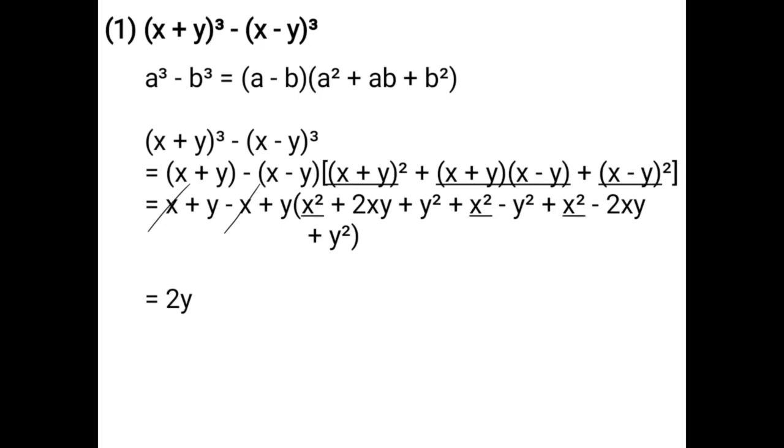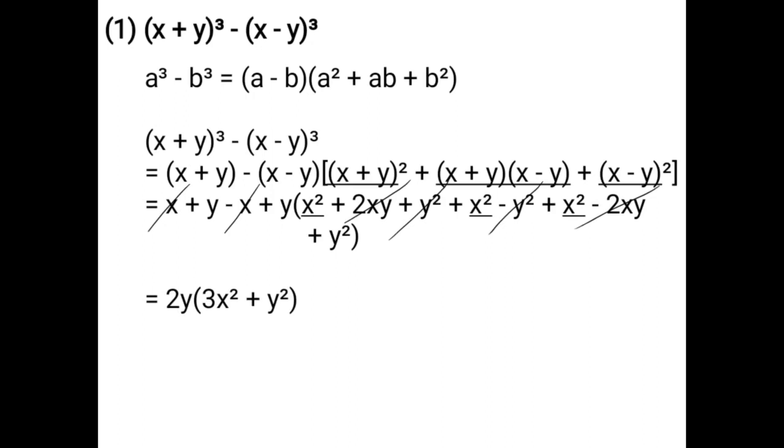x² + x² + x² is 3x². In the bracket, 3x², then 2xy and minus 2xy get cancelled because one is positive and the other is negative, so the answer is 0. One y² and the other minus y² get cancelled because the answer is 0. So what will remain is plus y². Then close the bracket.